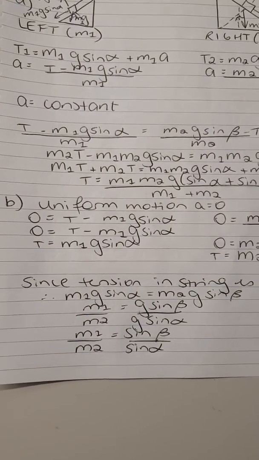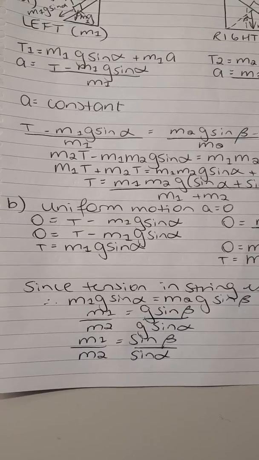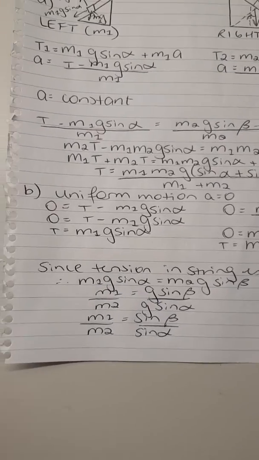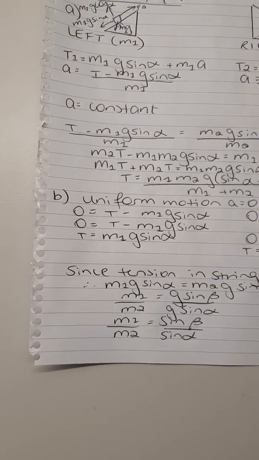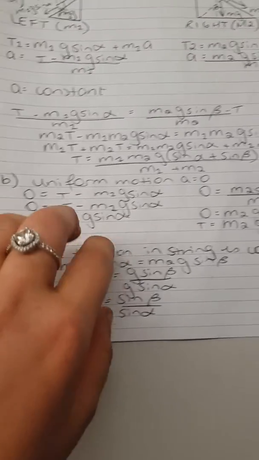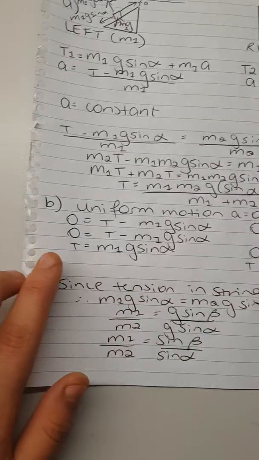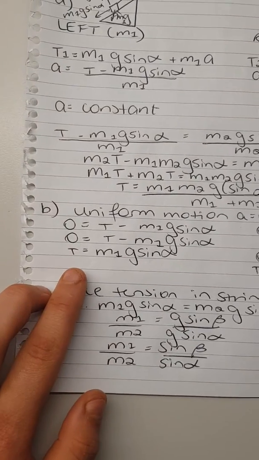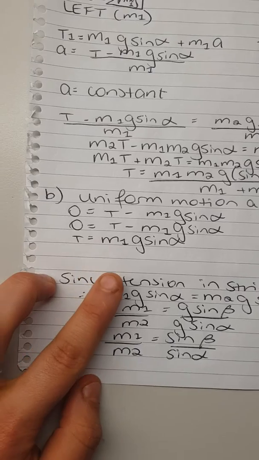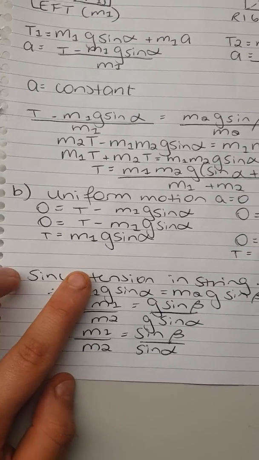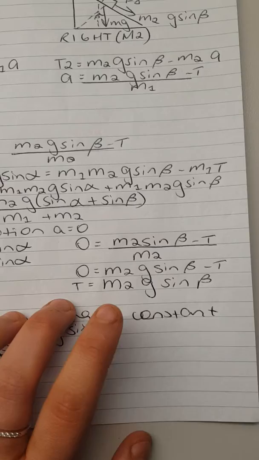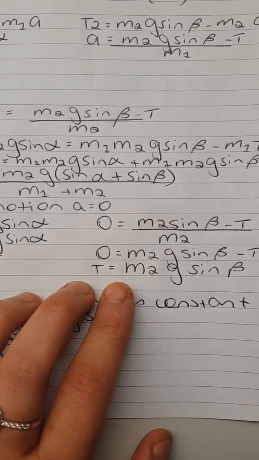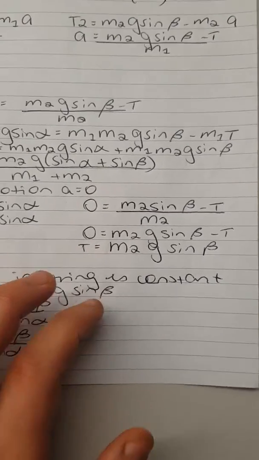Then for the second part, you know that for the masses to have uniform motion, the A must be equal to 0 acceleration. So you separate both the tension 1 and tension 2 equations again, and you sub 0 in for A, the rearranged equation, and you simplify the equation until you get T equals mass 1 times g times sine beta, and then you also do the same for tension 2, which you end up with T equals mass 2 times gravity times sine beta.